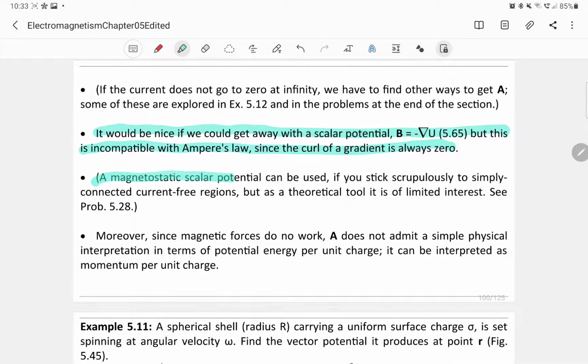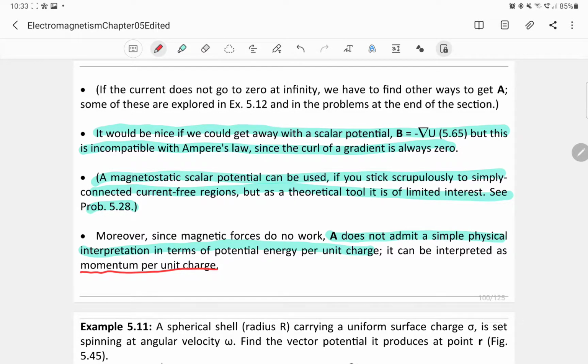And of course this one as well. So moreover, since magnetic forces do not do work, A does not admit a simple physical interpretation in terms of potential energy per unit charge, but it can be interpreted as momentum per unit charge.